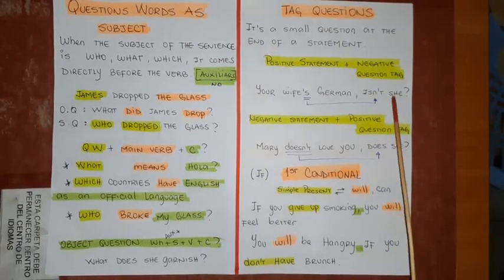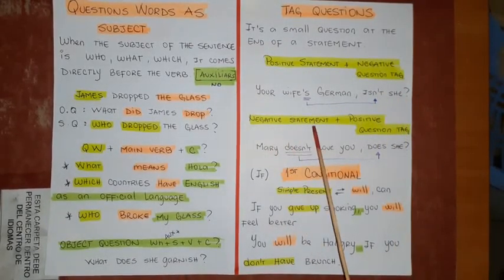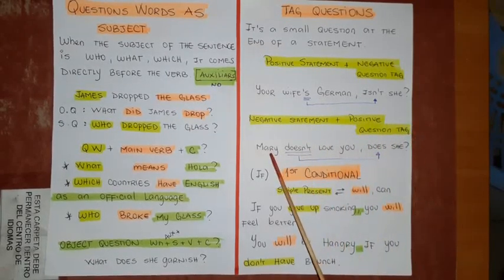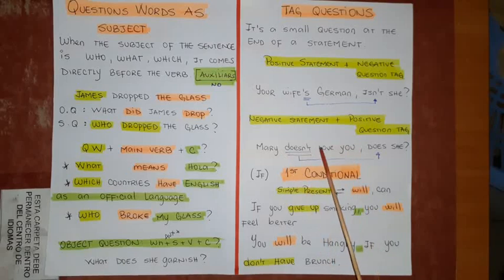The question tag. Now, when you have a negative statement, you have to use a positive question tag, okay? Like, for example, Mary doesn't love you. Here I have negative, okay? Doesn't, does not. Mary doesn't love you. Does she? I'm using a positive question tag because I have a negative statement, okay? In this case, I'm using does because I have doesn't, okay? I'm talking in a simple present way.